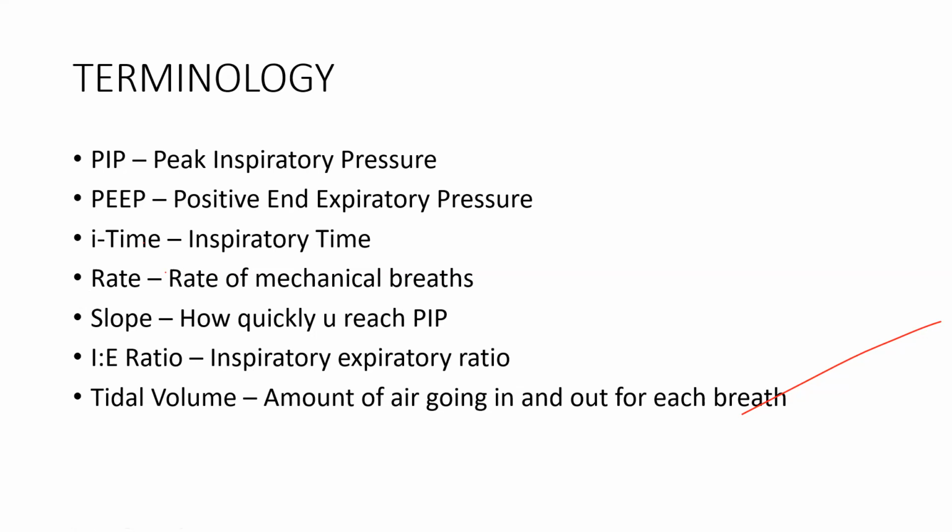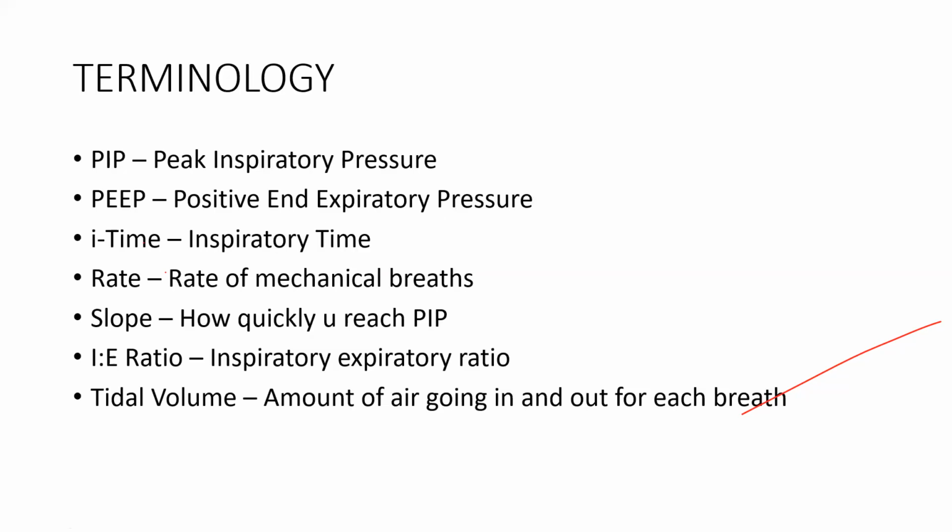So if you have a high flow, the same peak pressure can be achieved very quickly. Inspiratory expiratory ratio: indirectly, by setting the inspiratory time and the rate, you're setting the inspiratory expiratory ratio. Most commonly used ratio is 1:2 or 1:3. Tidal volume, in simple language, is the amount of air going in and out for each breath. So for normal tidal volume, we are targeting around 4 to 6 ml per kilo.